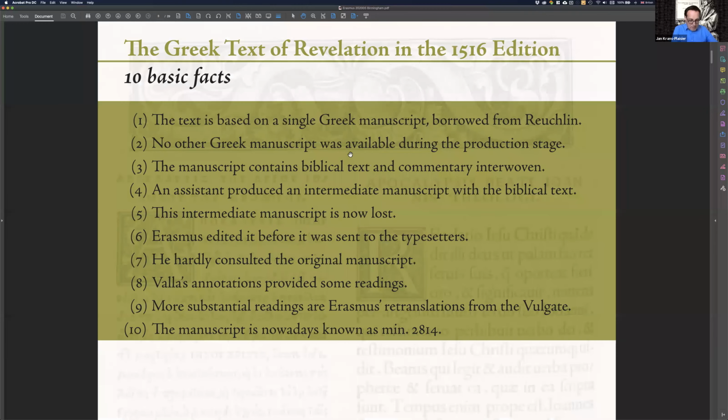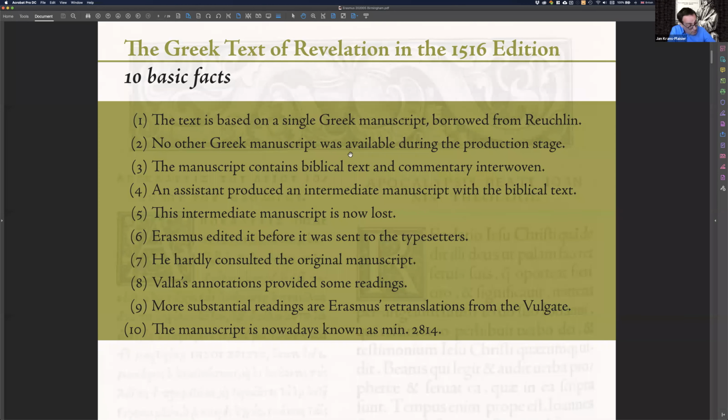The following ten facts are known, or should be known, about the 1516 Greek text. Erasmus used a single Greek manuscript for producing it, borrowed from Reuchlin. He did not have another Greek manuscript at his disposal during the production stage. The manuscript was a commentary manuscript with biblical text and commentary interwoven.